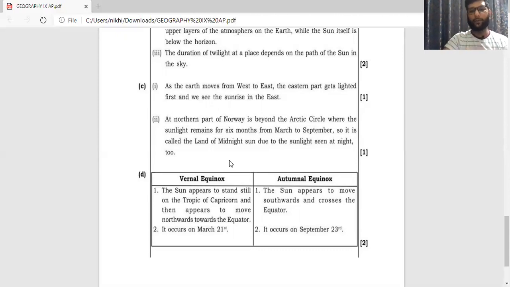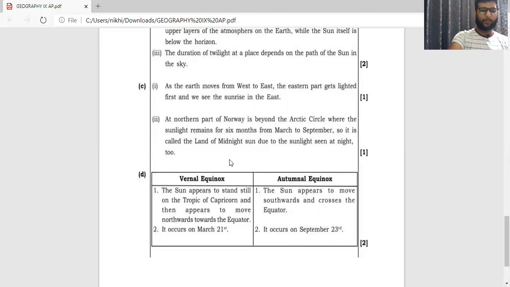Second, why Norway is called the land of the midnight sun. The northern part of Norway is beyond the Arctic Circle, where the sunlight remains constant for 6 months, from March to September. So it is called the land of the midnight sun due to sunlight seen at night too. That is, even if you go out at 12 o'clock at night, you'll still be seeing the sun, not that bright as such, but the sun will be seen. And that is how it's still daylight out there, right?